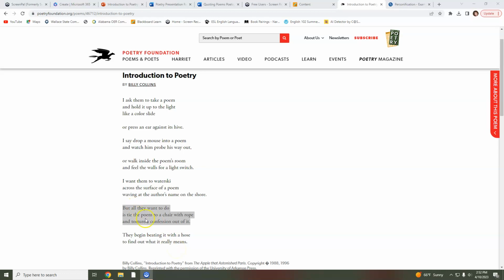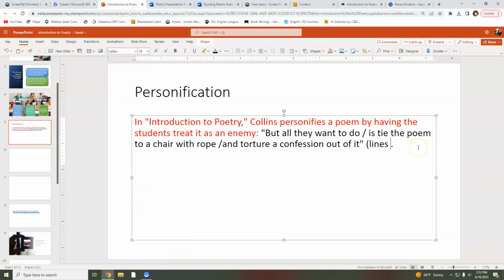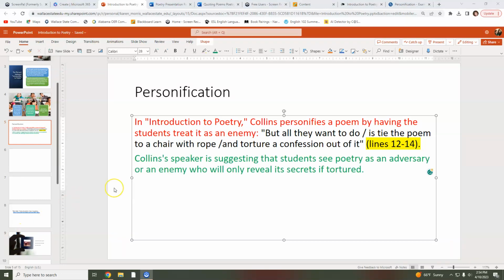These are lines 12, 13, and 14. So I will put that in here. 12 through 14, just like that. I'm going to highlight this yellow so you can see very clearly where my parenthetical citation is. Now I need to explain how this personification impacts the line of the poem, which I've kind of hinted at, indicating the threatening nature of poetry to students by using the word enemy, but I will continue to expound upon that, as you should do with yours as well.